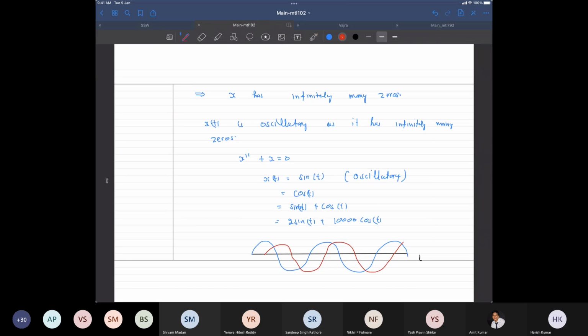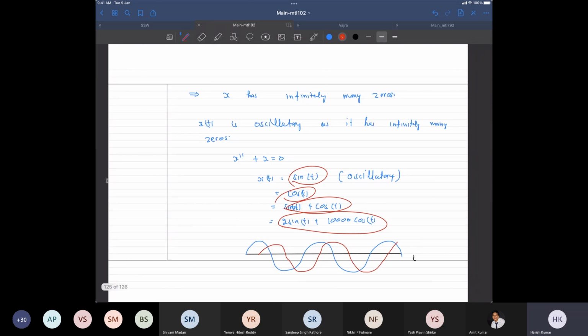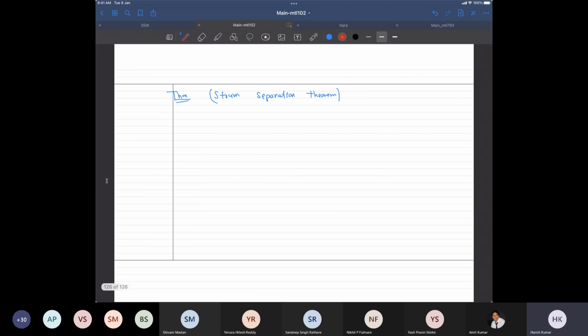Now, can we make a similar general statement for any two different solutions? Can I say that between any two zeros of this function, there will be exactly one zero of the other? And what will be the criteria to select between them? This is exactly done by the separation theorem.